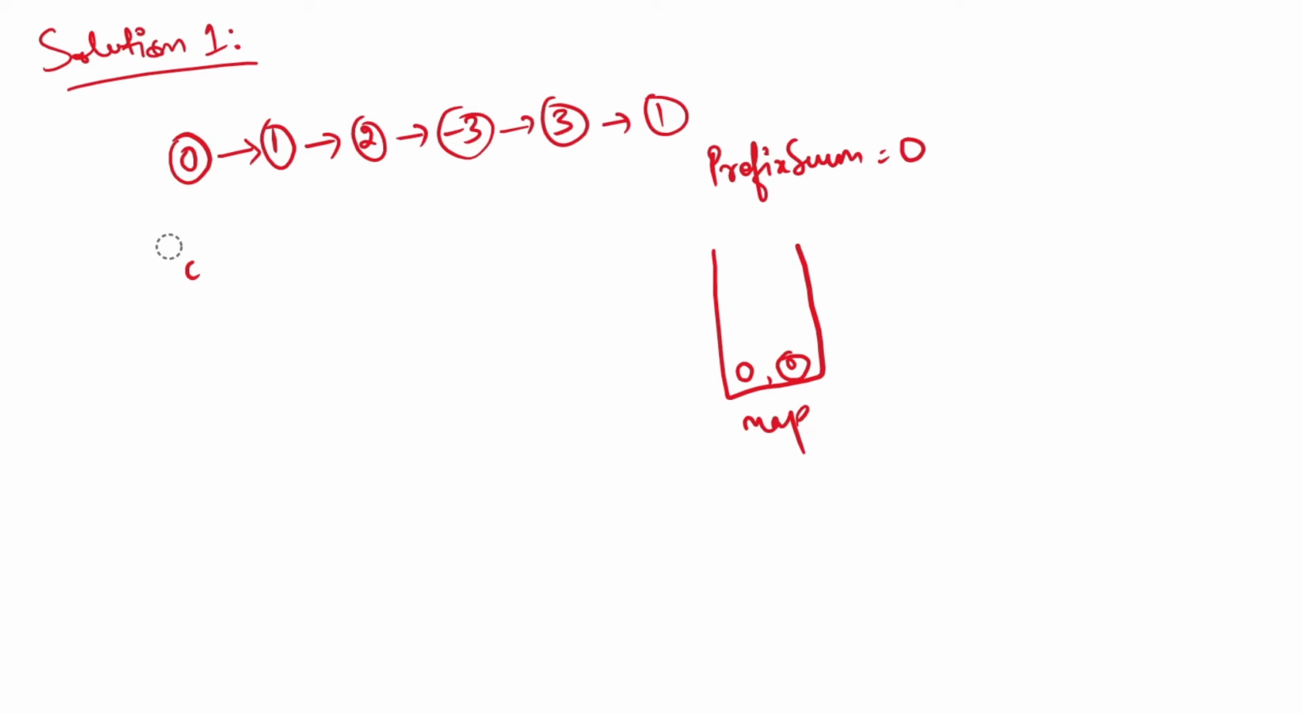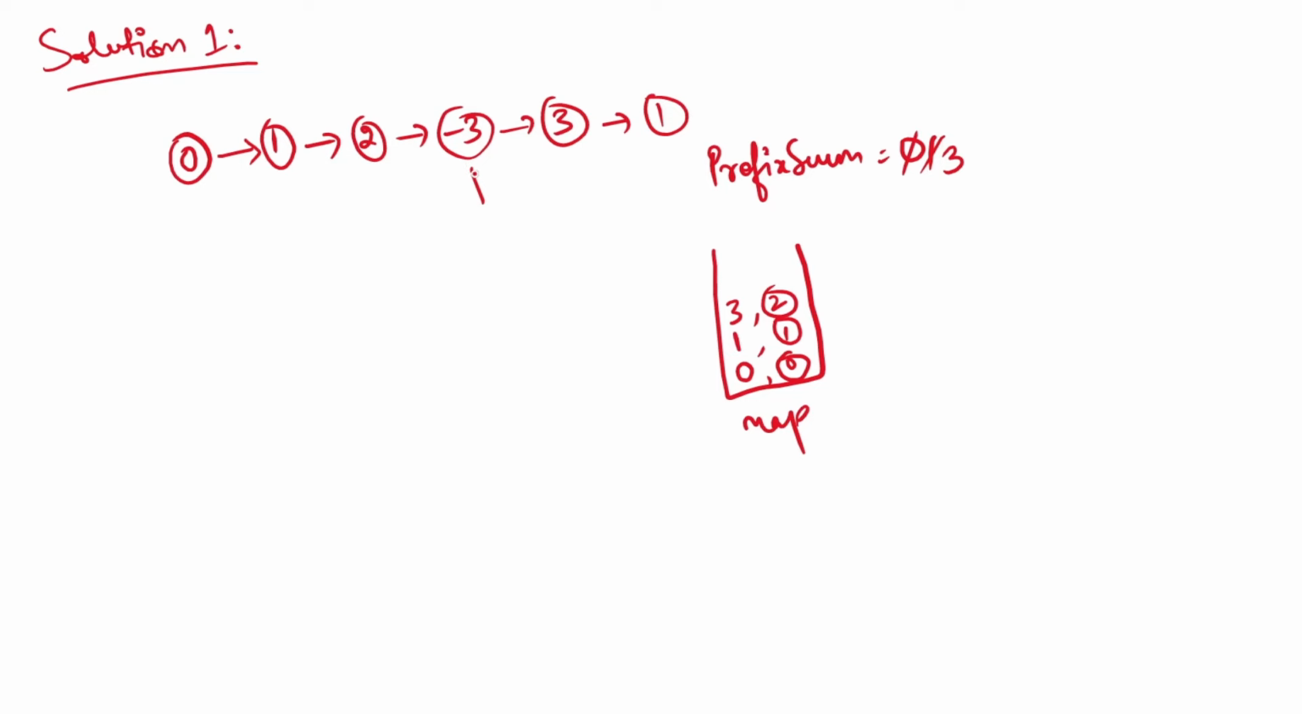After that I will move my current to 1 and update my prefix sum by 1. Now I will see if 1 is there or not. If it is not there, then I will place it here: my sum is 1 and node is 1. Then I will see if 3 is present or not. If not, I will make my prefix sum 3, this is my sum and this is at node 2.